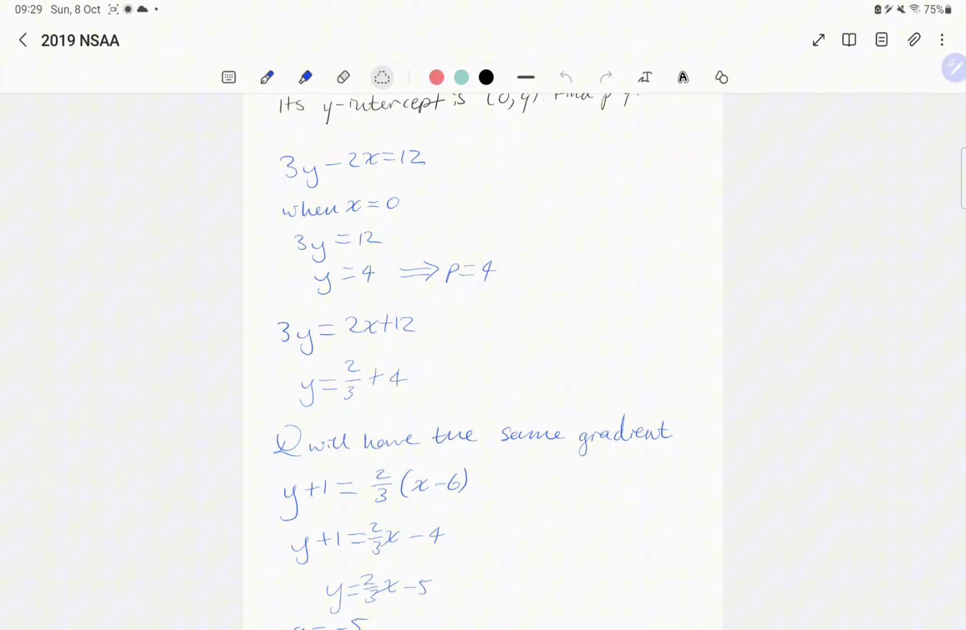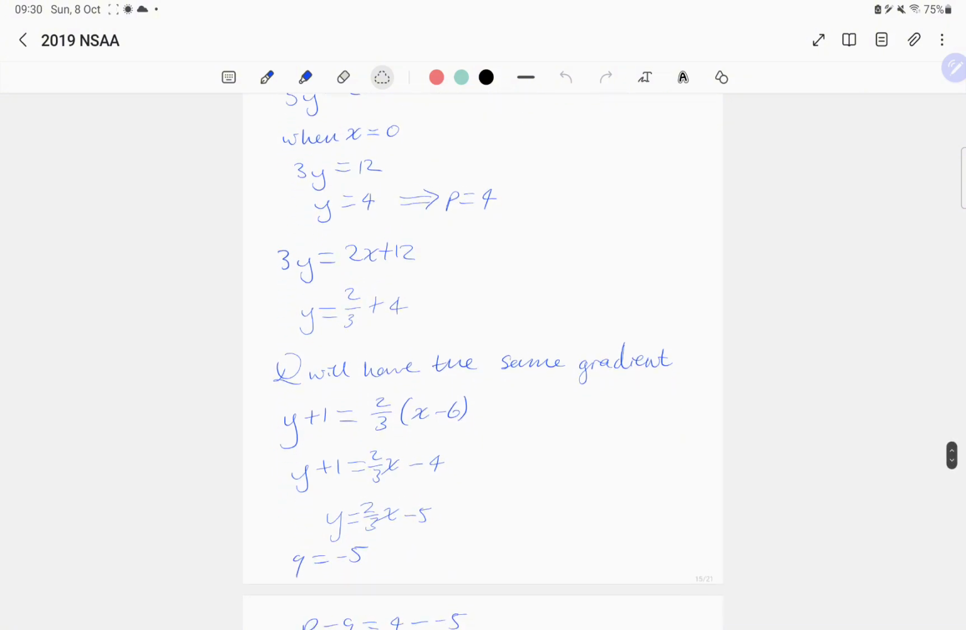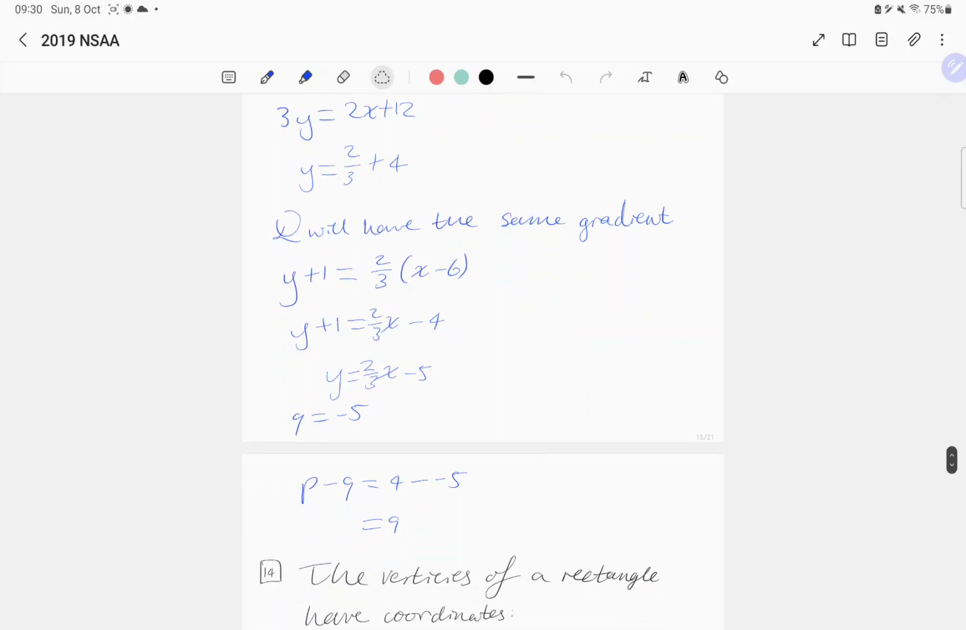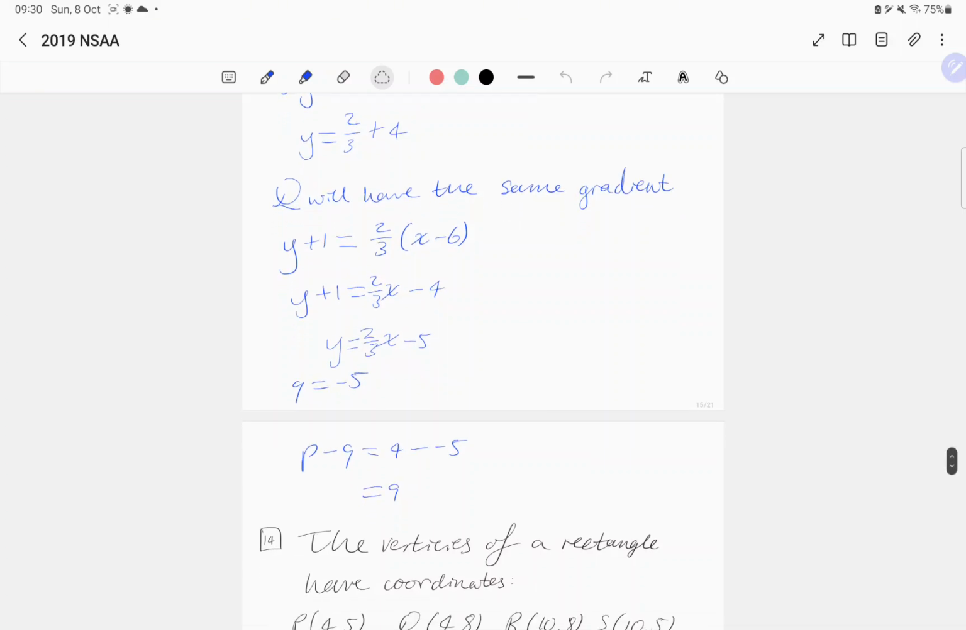Q is parallel, so it will have the same gradient, and therefore, using gradient point form, we have y plus 1 equals 2 over 3 of (x minus 6), y plus 1 equals 2 over 3 x minus 4, and so y equals 2 over 3 x minus 5. q is therefore equal to negative 5. Therefore, p minus q equals 4 minus negative 5, which equals 9.